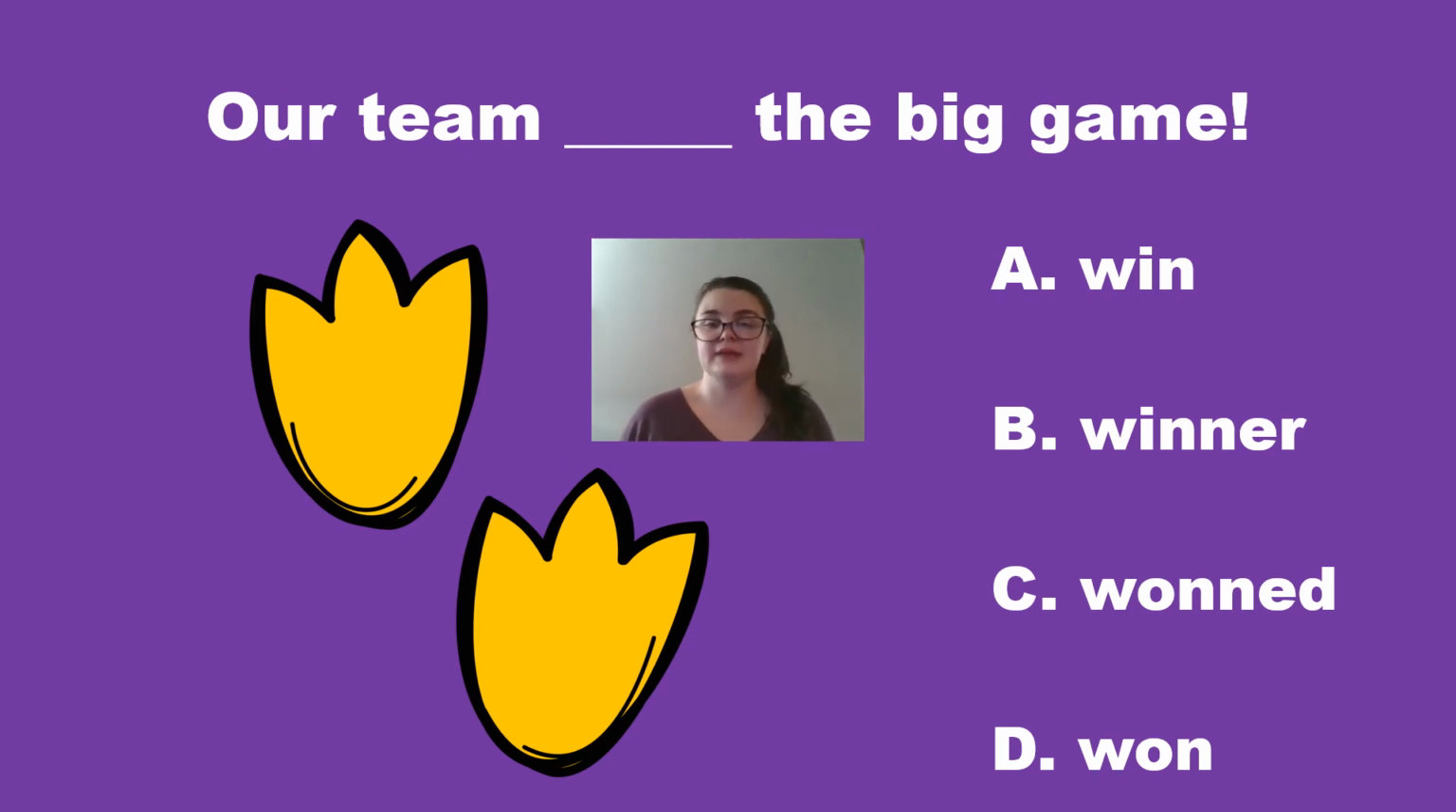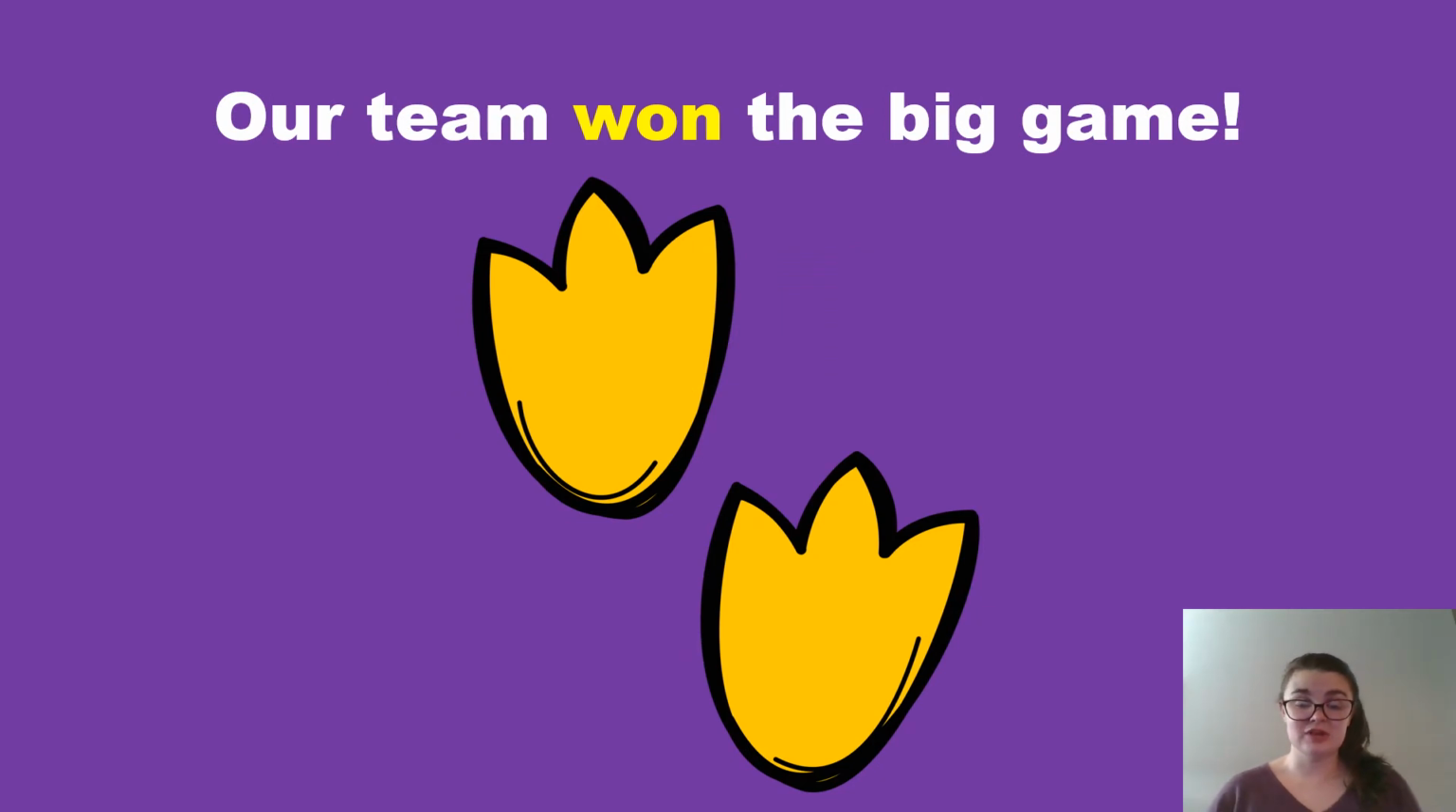Our team blank the big game. Our team win the big game. Our team winner the big game. Our team won the big game. Or our team won. A, B, C, or D? Your answer should have been D. Our team won the big game.